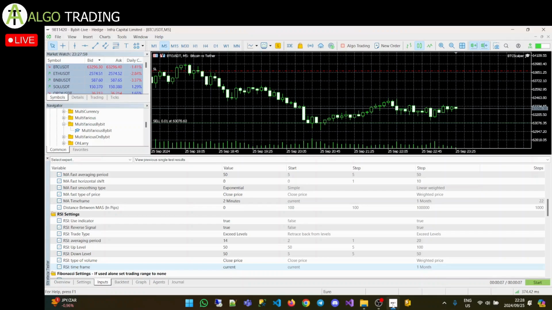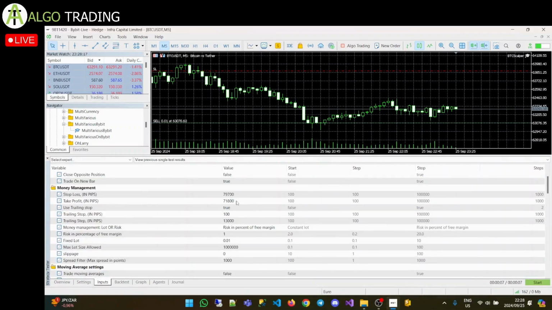So these are typical mean reversion strategies. What we're really testing now is, do mean reversion strategies work on Bitcoin? And if not, what other RSI configurations can we do in order to get the RSI indicator to work on Bitcoin? So the first thing I'm going to do is use my Multifarious BYBIT EA.